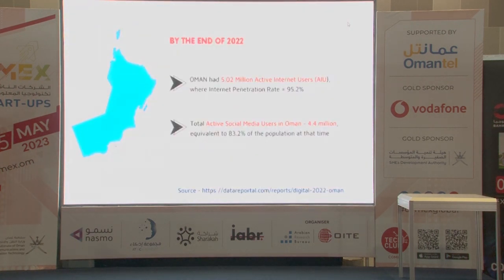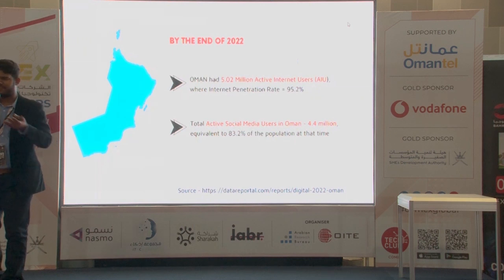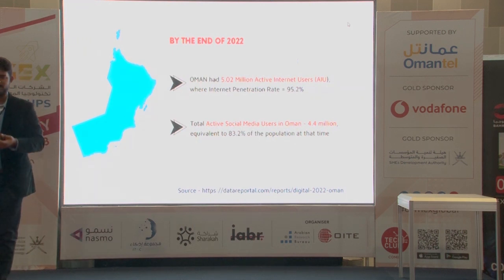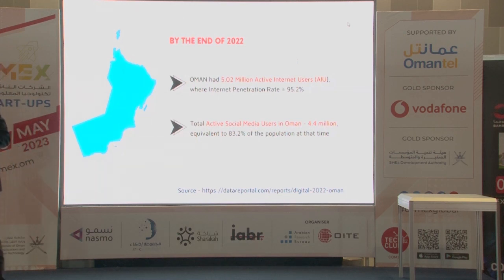Let me just give you some more clarity on the numbers for Oman. So what is the current population of Oman? 5.5 million, somewhere around that figure. In Oman, we have 5 million active internet users, and that means we have a penetration rate of 95%. This is the highest in the entire GCC.